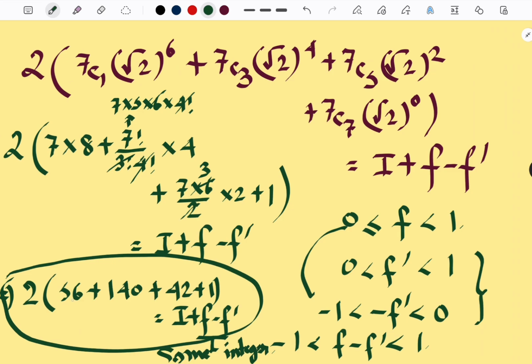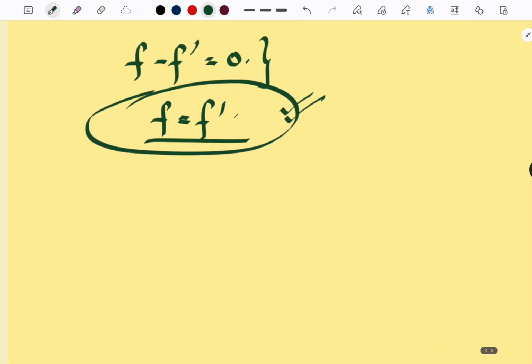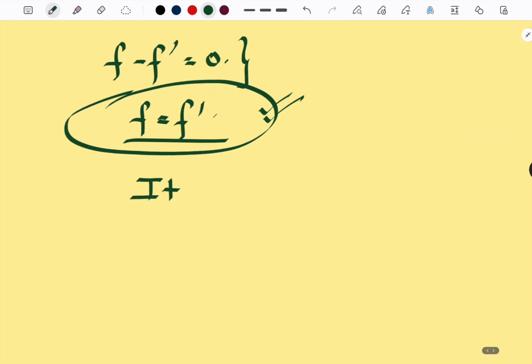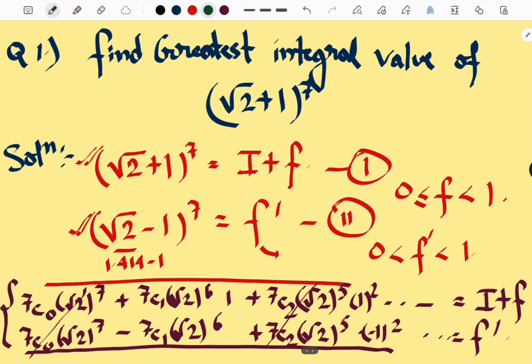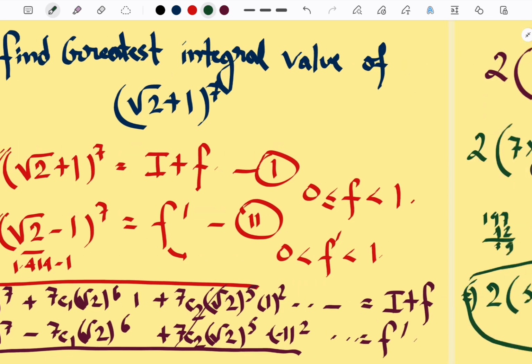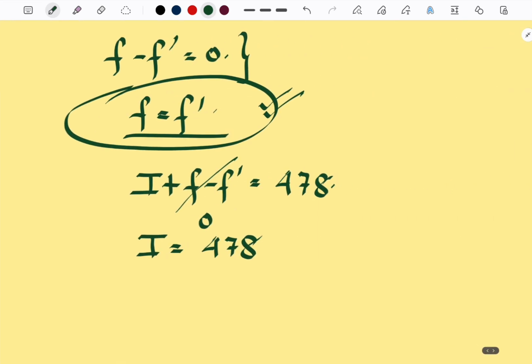Now what is the equation? 140 plus 56 is 196, 197, 197 plus 42 is 239. 239 times 2 is 478. So the value I plus f minus f' is equal to 478, and since f is equal to f', this value is 0, and hence the integral value is 478. So what was the question asked? The question asked was to find the greatest integral value of (√2+1)^7, which obviously is 478.